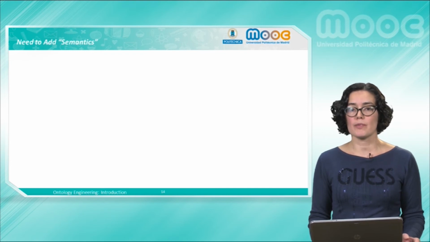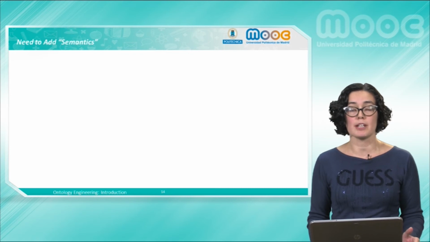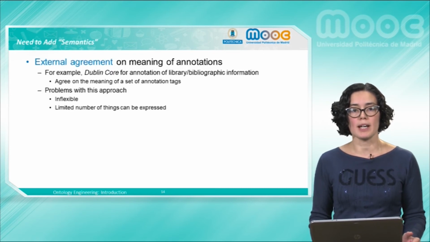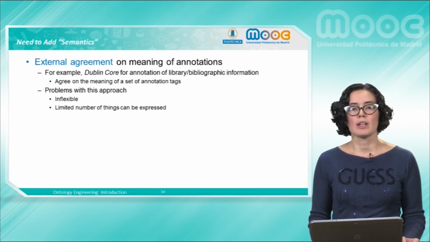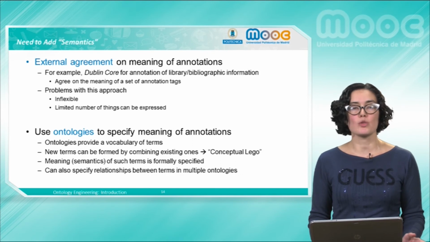The need of adding explicit meaning to the content in the web can be solved in different ways. One way is by having external agreements on the meaning of annotations, as for example the Dublin Core, or by developing ontologies to represent such explicit meanings. In this latter case, the approach is modular, the meaning of the terms is formally specified, and relations between different terms in different ontologies can be represented.